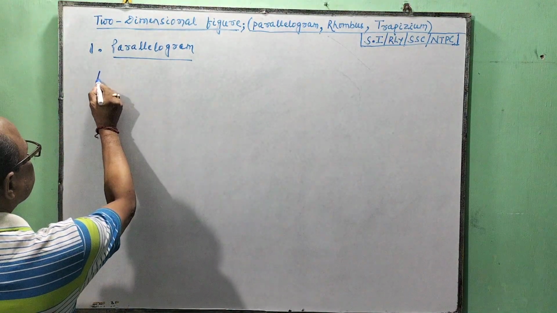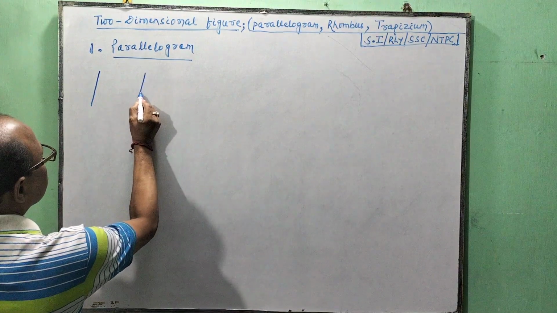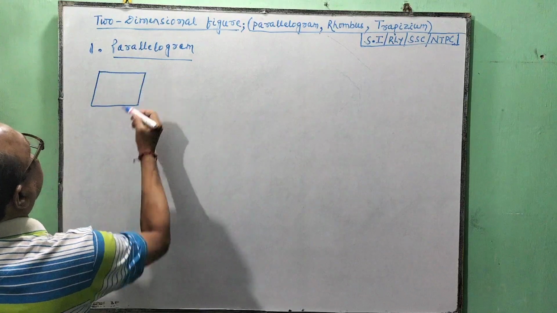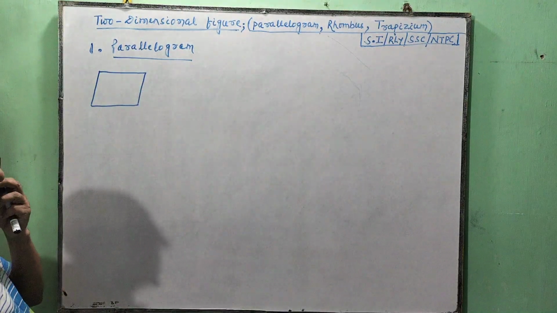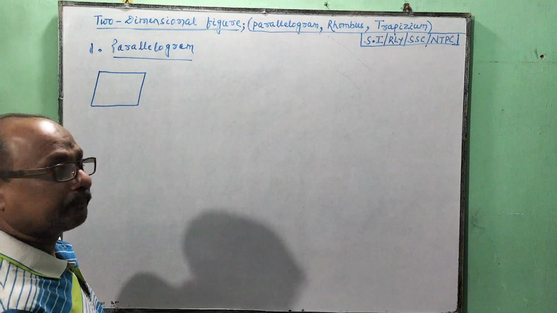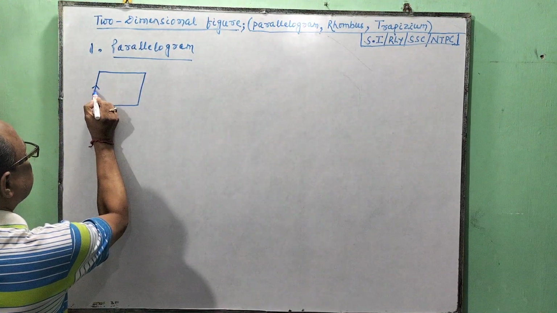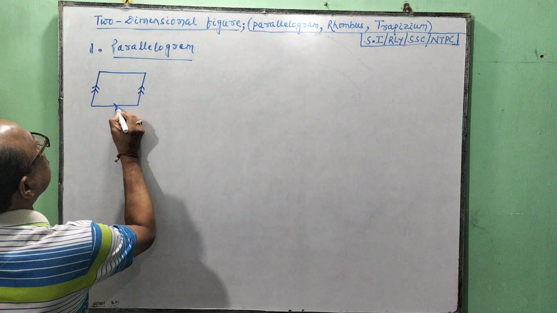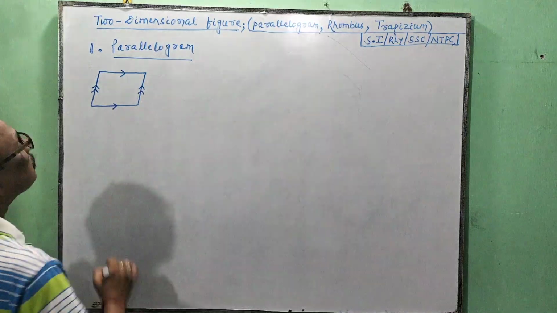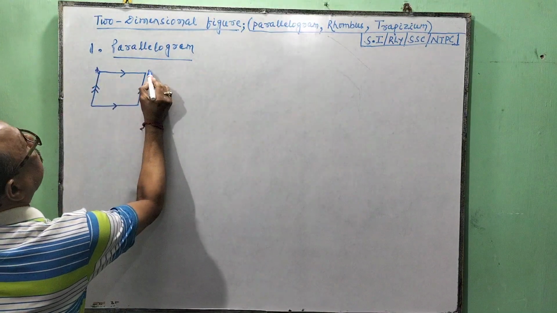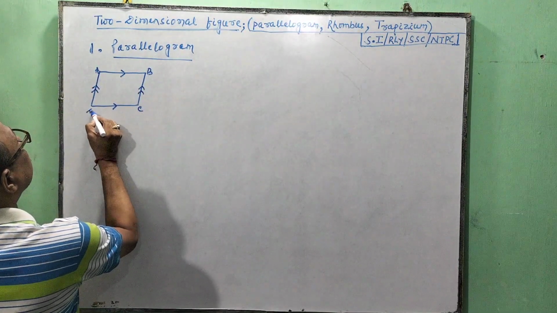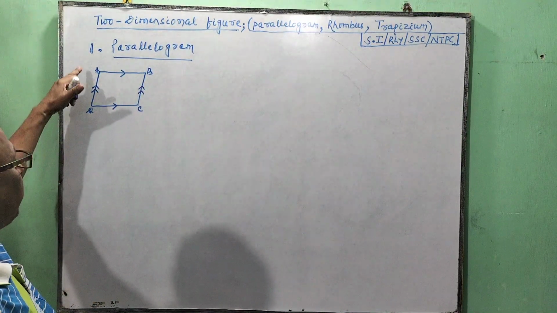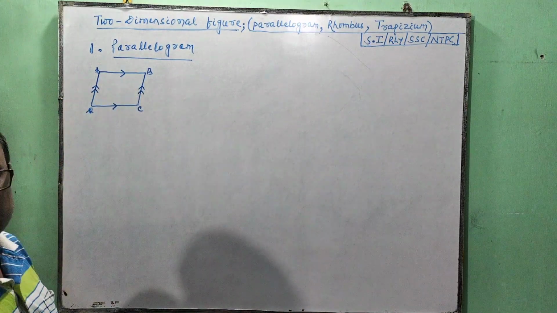So it is a parallelogram whose opposite sides are parallel. Parallel symbol is like this. You have to know. This is parallel to this. So it is ABCD. So AB is parallel to DC or CD, and AD is parallel to BC.